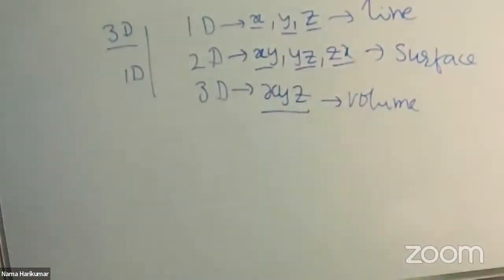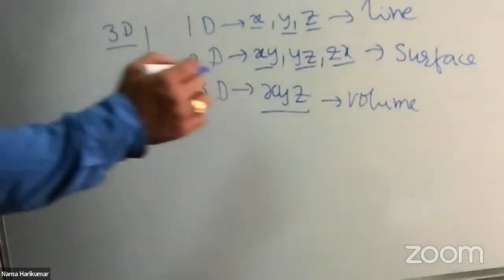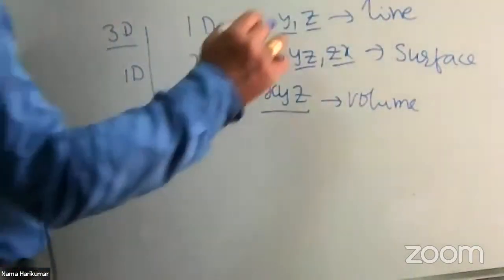So a one dimension system is a line, a two dimension system, for example, is a surface, and a three dimension system is a volume. Right. So these are the line, surface, and volume integrals.